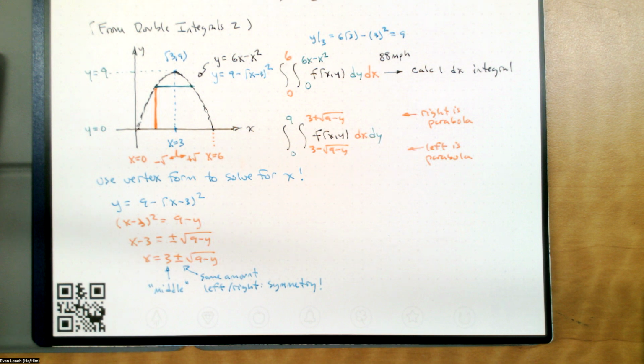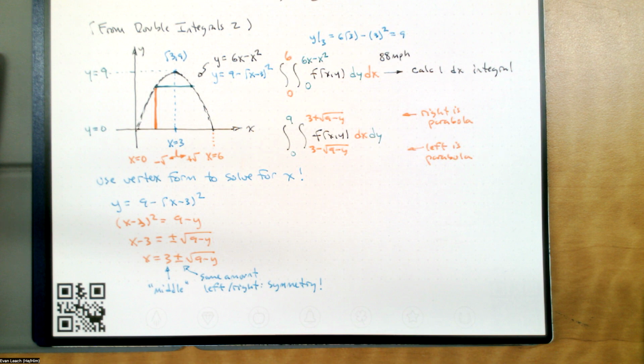Any questions? Yes. So that is a great question. Could we just go from 0 to 3 and then double it? If the only question we care about is finding the area of the region, then yeah, because we know the symmetry tells us it's the same area on the left and the right.